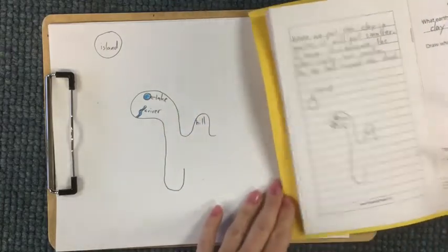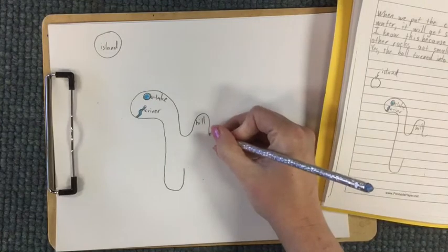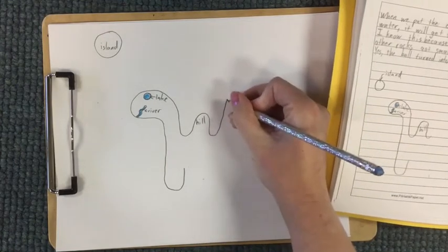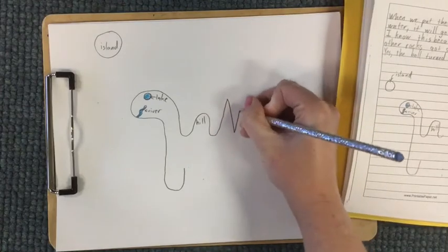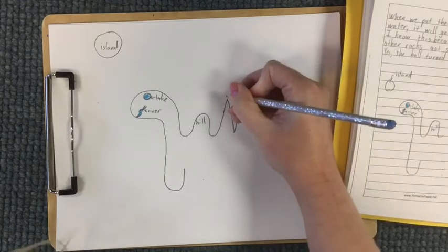Okay, then we're going to draw our mountain. So after this round part here, we're going to go up to a tall point, and then down to a point, and then up to a point, and then down again. So now I have two mountains.